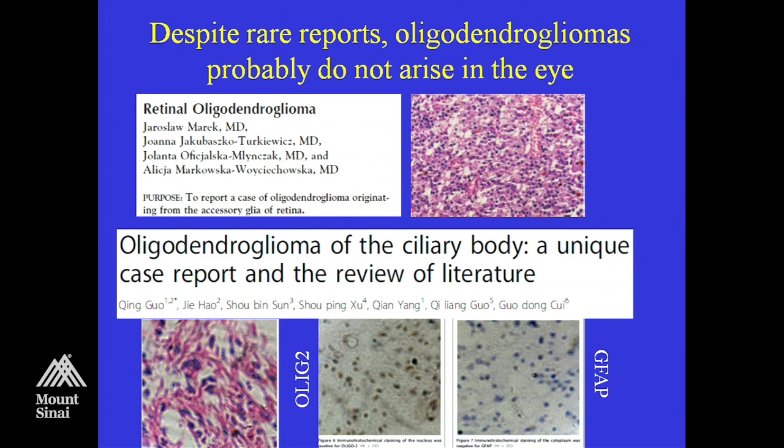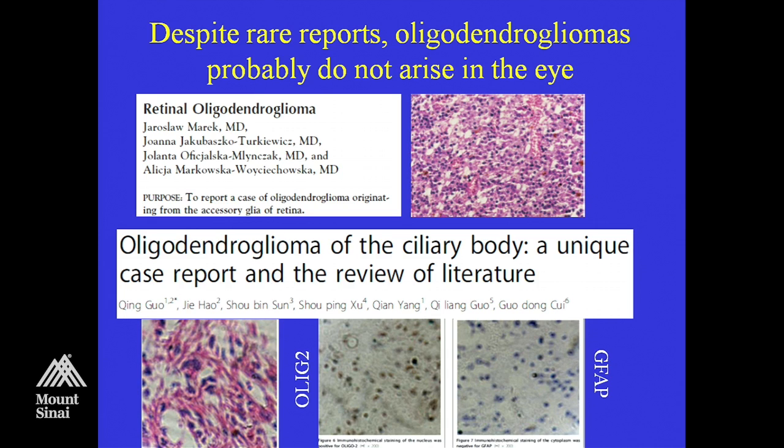Finally, I should mention that if you start reading the literature, you will see a handful of case reports. They tend to be older, claiming to see oligodendrogliomas in the eye. The nerve fibers inside the eye in normal eyes should not be myelinated. There's no oligodendroglia there. So it would be surprising to find oligodendrogliomas in the eye.